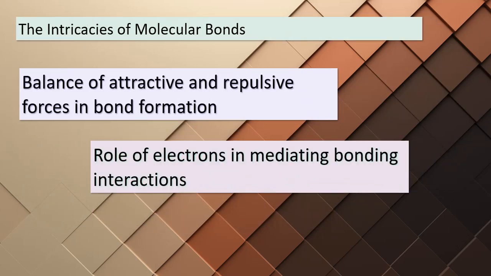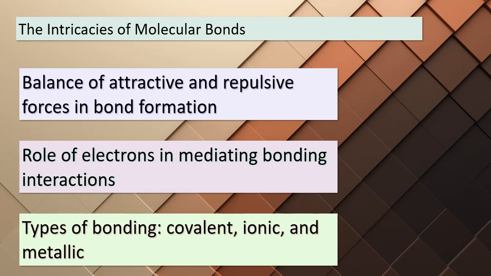Greetings, knowledge seekers. Our exploration of molecular bonds brings us to some fascinating insights. We've learned how the dance between attraction and repulsion shapes bond lengths and strengths. But what orchestrates this dance? Electrons, of course. They're the key players in mediating interactions between atoms, leading to various bonding types: covalent, ionic, and metallic. Each type presents a unique interplay between forces, and understanding these bonds is essential across scientific disciplines.